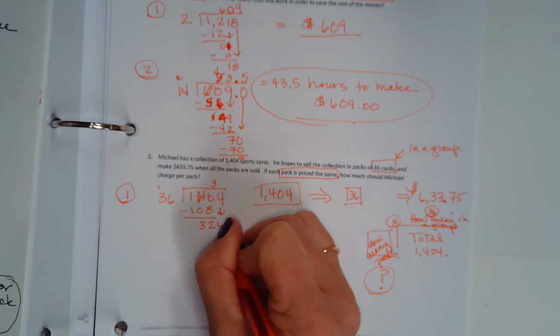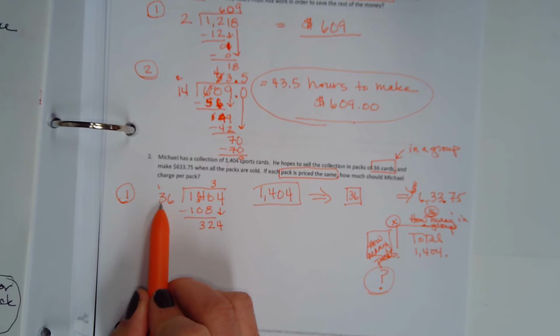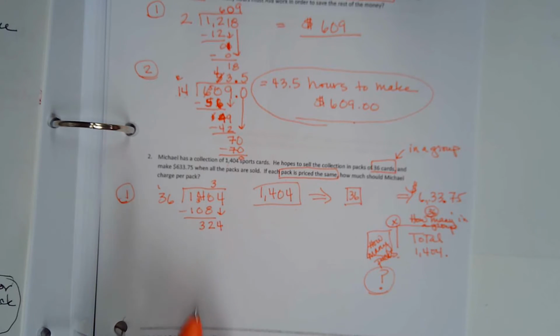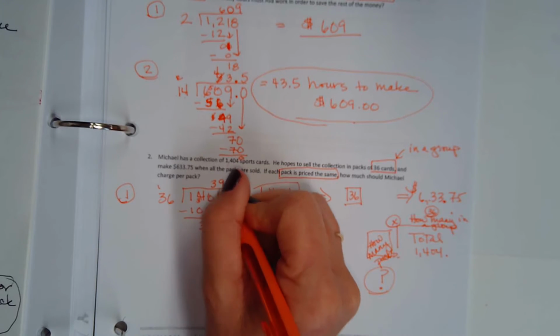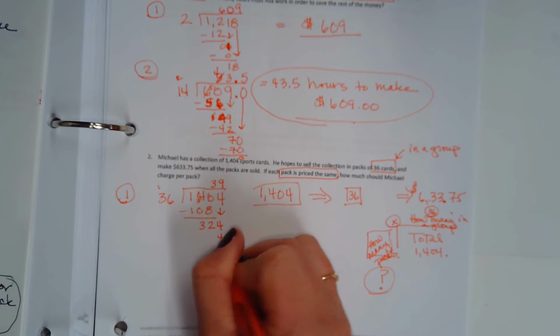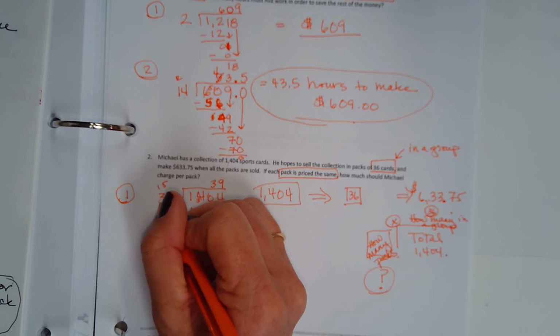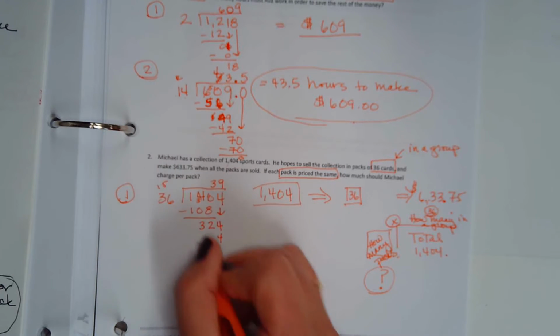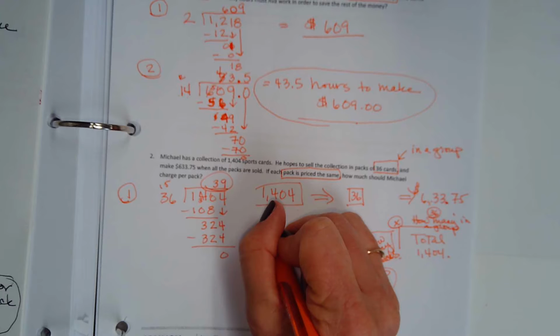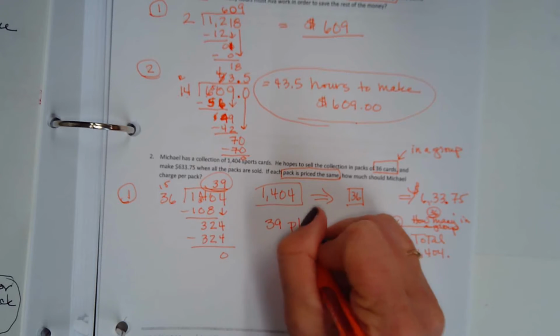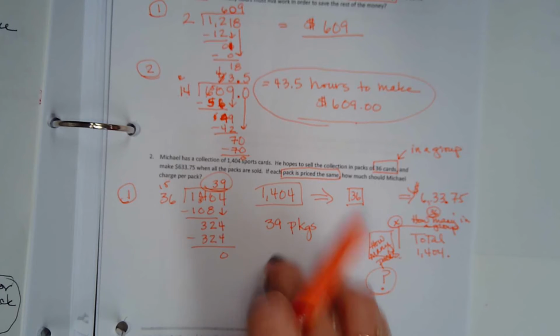32. All right, now 36 into 324. So 30 into 300, 40 into, like, what do you think? What do you think? 9. Okay, let's try 9. I like it. 9 times 6 is 54. 9 times 3 is 27, 28, 29, 30, 31, 32. Oh, look at that. So 39 packages, and this is the right answer.